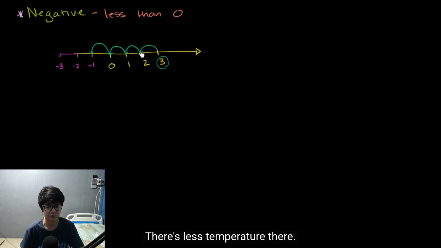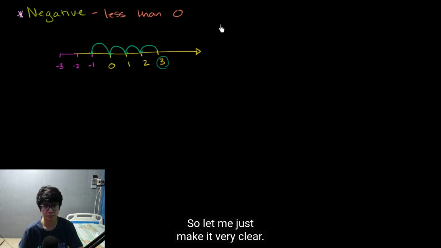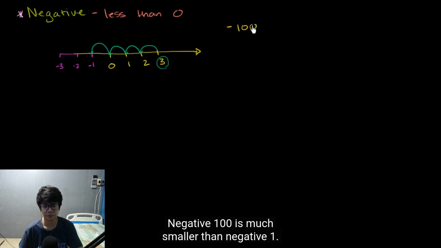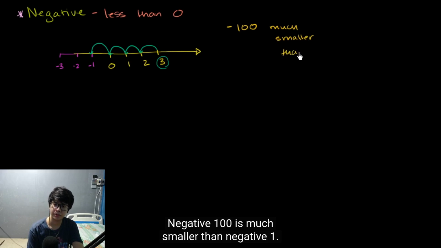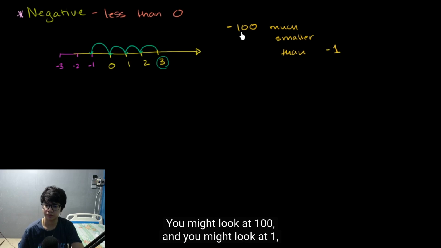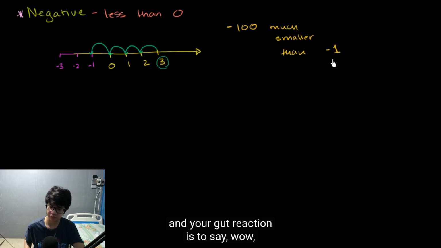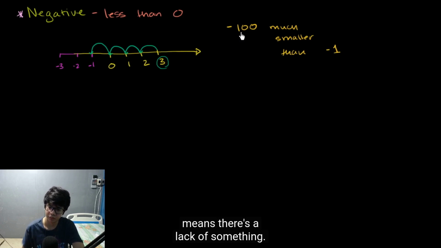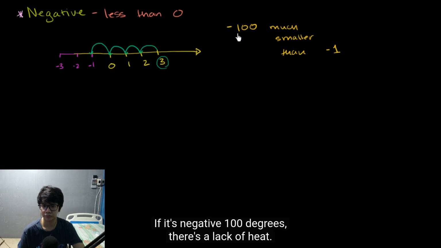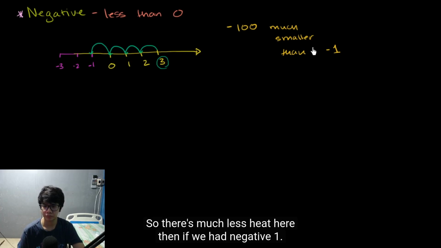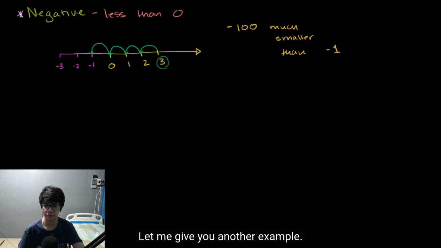So let me just make it very clear. -100 is much smaller than -1. You might look at 100 and you might look at 1, and your gut reaction is to say, wow, 100 is a much larger number than 1. But when you think about it, -100 means there's a lack of something. If it's -100 degrees, there's a lack of heat. So there's much less heat here than if we had -1. Let me give you another example.